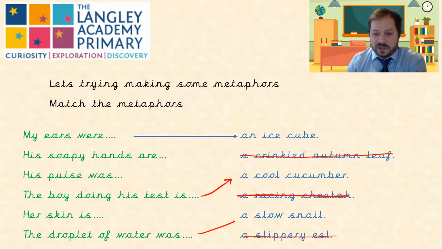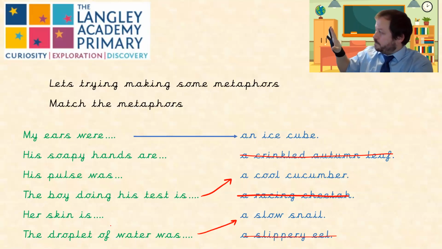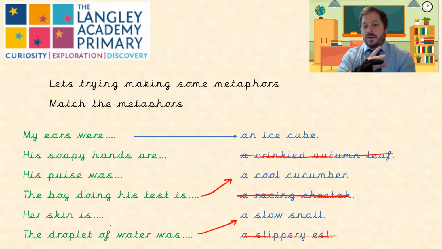And then the droplet of water is a slow snail. And this actually works really well for a droplet of water. If you think about a droplet of water on a window, and then you see that droplet travel down the window very slowly, what you see behind the droplet is that trail, much like you see on a snail's trail. So again, this one works in two ways. Not only is it slowly traveling down, but it's also leaving that trail behind it of the path it's traveled. So a droplet of water was a slow snail.